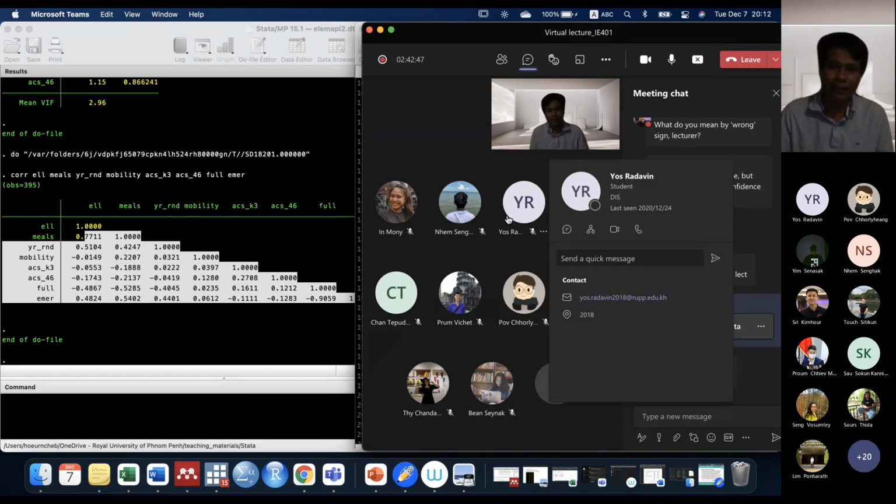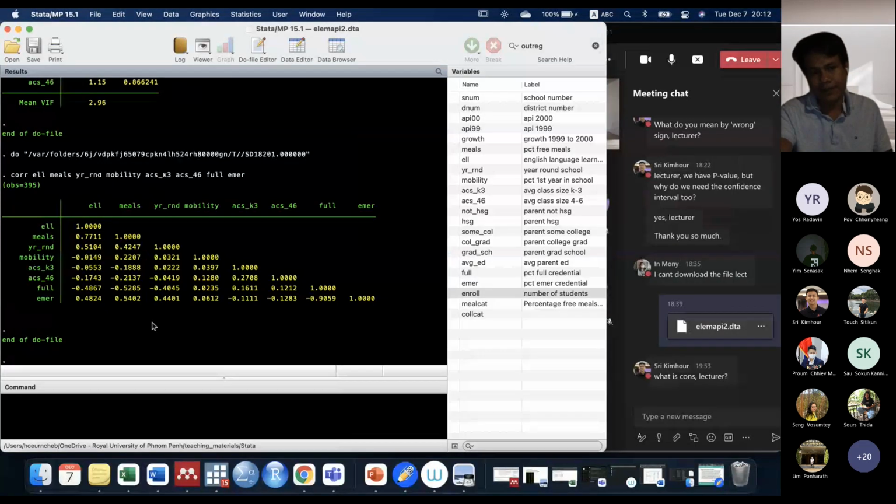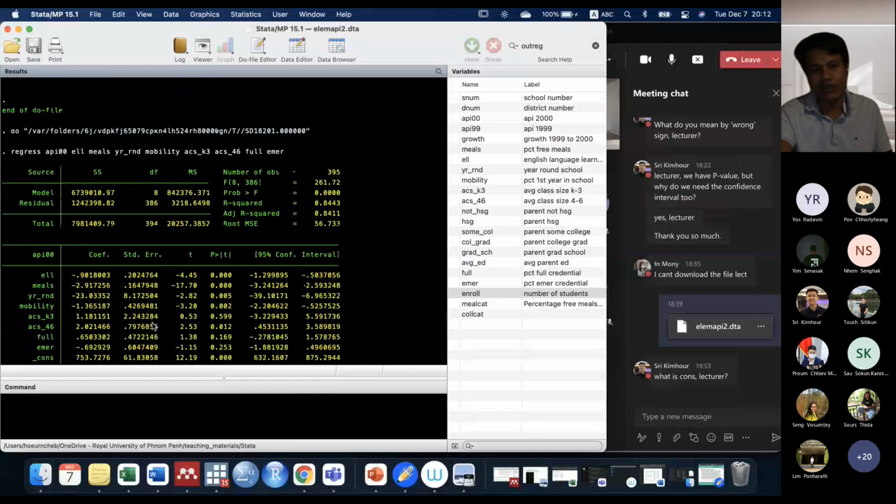Guys, if you have a large sample size, don't worry about multicollinearity. But if you have a small sample size, you have to check and detect it. Why? Because if there is multicollinearity, you will obtain a large standard error. If you obtain a large standard error, you have a low t statistic and a high p value. That is why the variable is insignificant. So you have to detect and make sure that there is no multicollinearity.